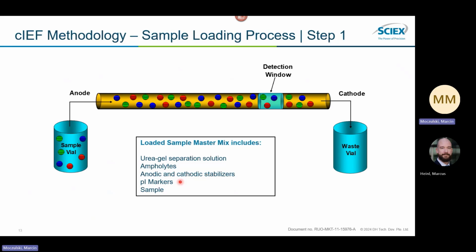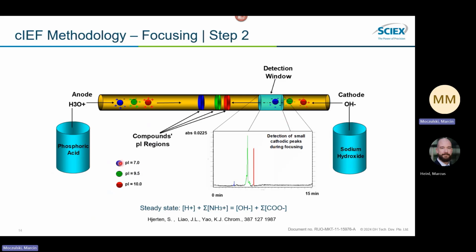The critical point is appropriate mixing of this whole solution, giving a very homogeneous solution itself. And then during the method, these samples are introduced into the capillary by completely filling the capillary with the sample matrix. The next step is applying 2 different buffers, conductivity solutions. Very acidic, which is phosphoric acid, applied from the anode side, and sodium hydroxide applied from the cathode side.